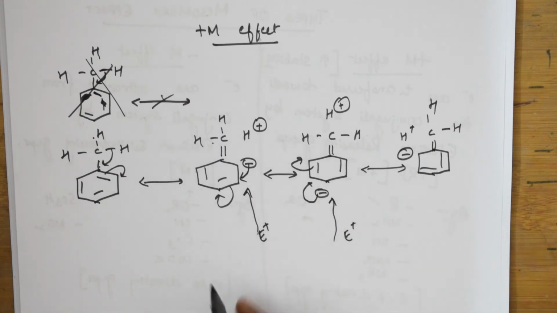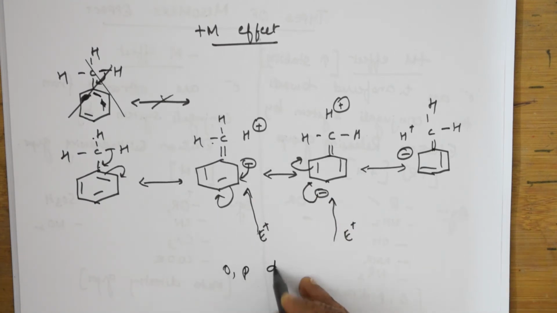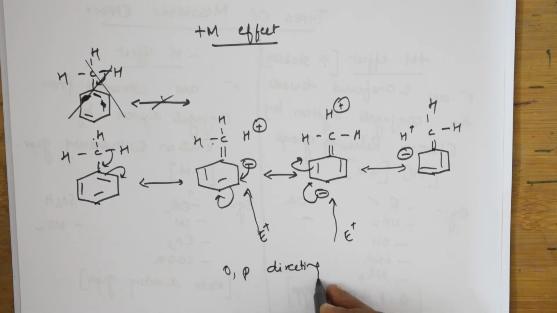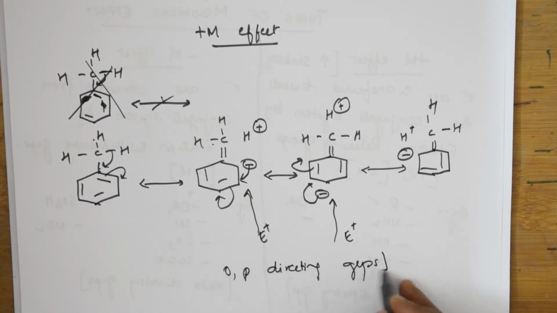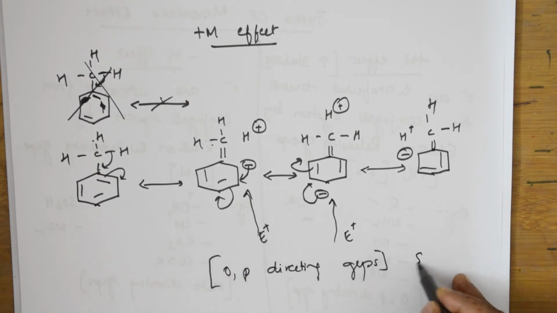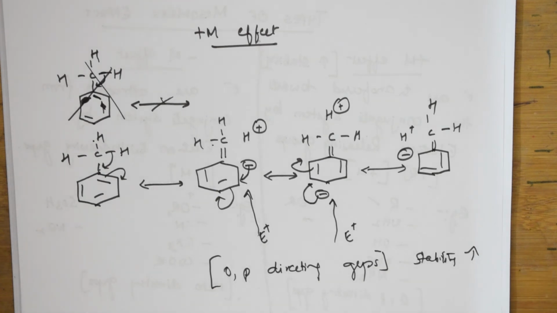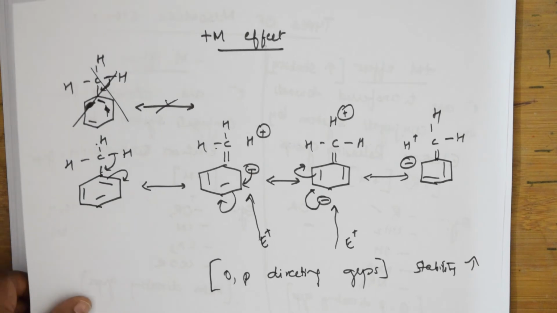That's why they are ortho para directing groups. Whenever there are ortho para directing groups, what will happen to the stability? I said the stability automatically increases. Correct? Right. Now let us come back and see minus M effect groups.